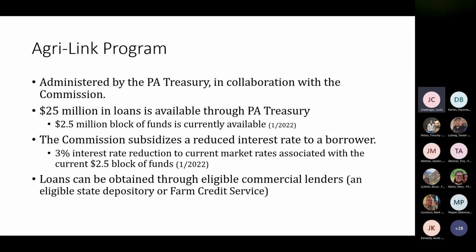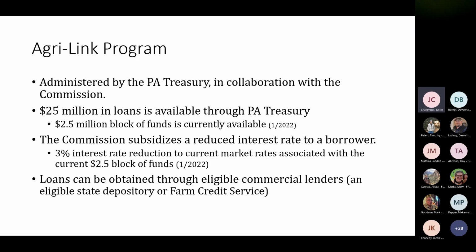AgriLink is administered by PA Treasury in collaboration with us here at the Commission. Eric Cromer from my office is the one who handles the day-to-day of this. There is $25 million total available, and that's released in $2.5 million blocks. I don't believe we're anywhere close to that $2.5 million right now. AgriLink isn't heavily utilized at this point, but it might become more popular in the future. What AgriLink will do is use commission funds to subsidize the interest rate.